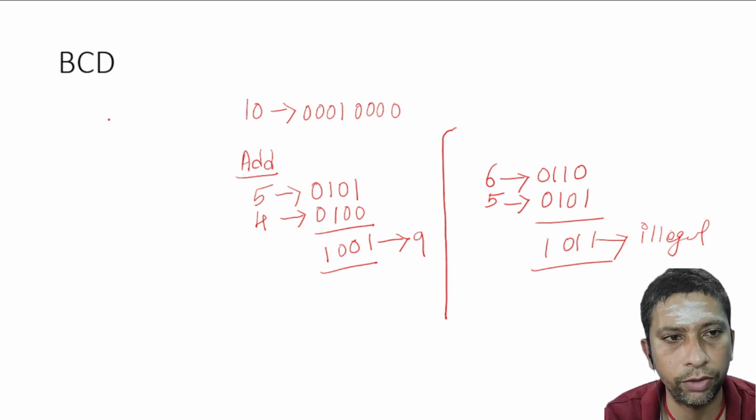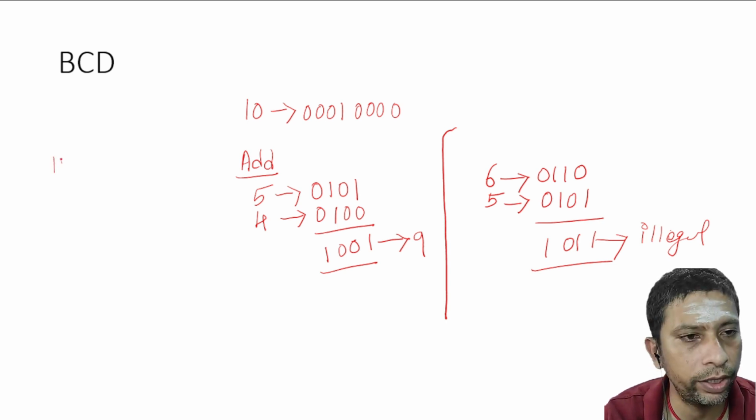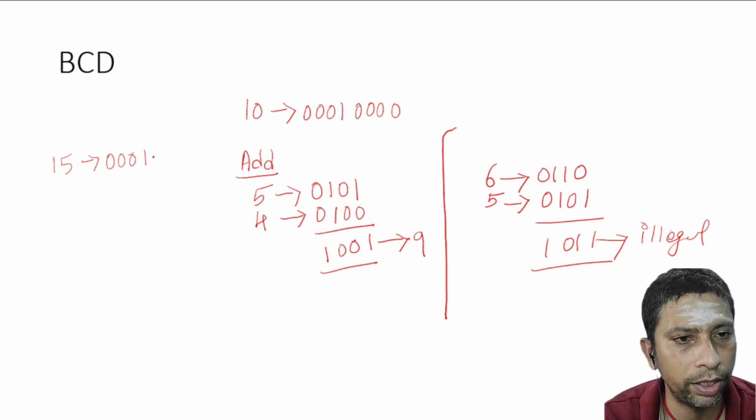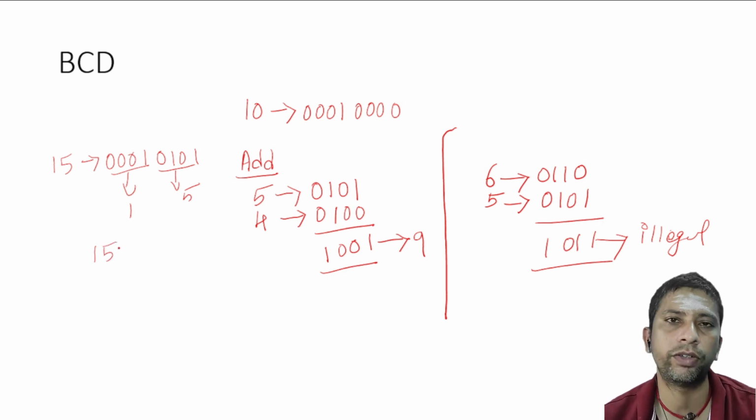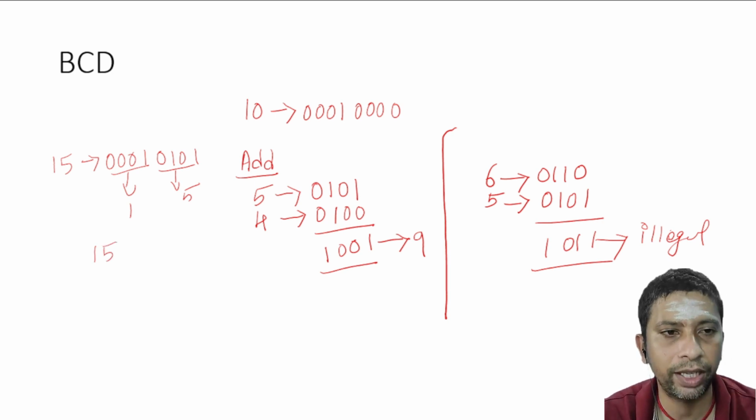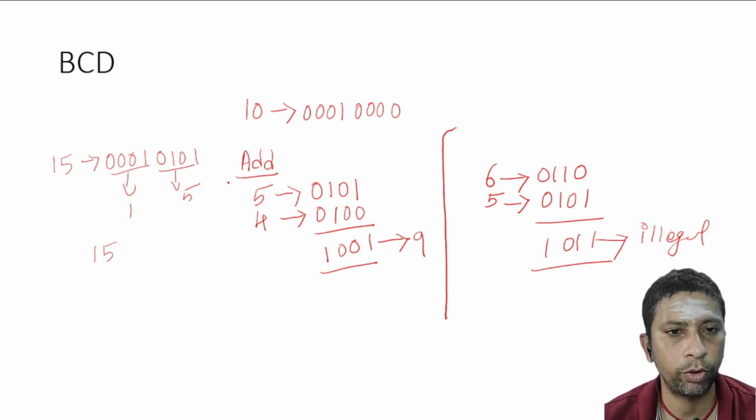If I have to convert the value 15 into BCD, then I have to write the value of 1 in BCD, which is 0001. Similarly, the value of 5 in BCD is 0101. So this is the value of 5 and this is the value of 1. Hence, it is 15. This is one of the very big advantages of BCD, that the conversion can be done very easily, right? So this is about BCD.